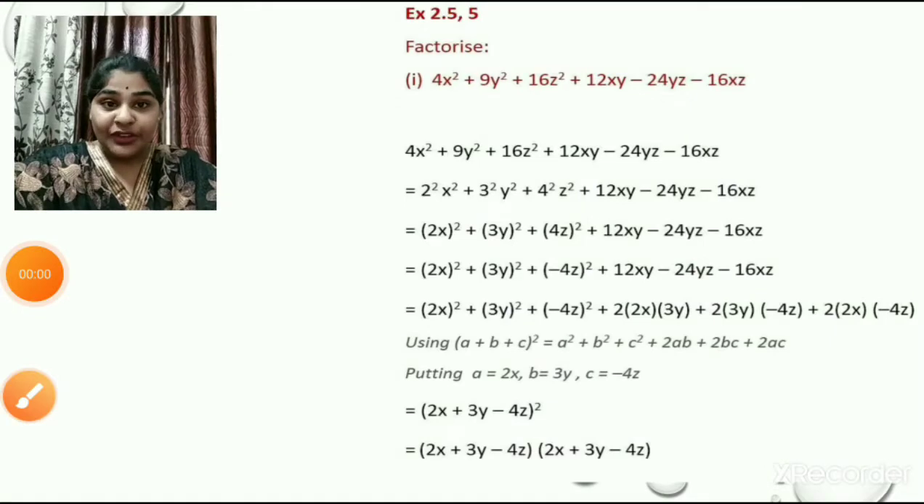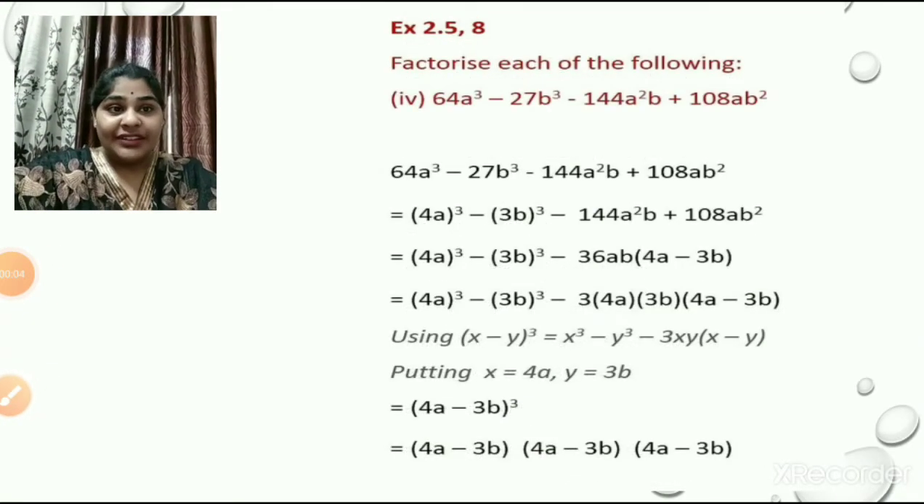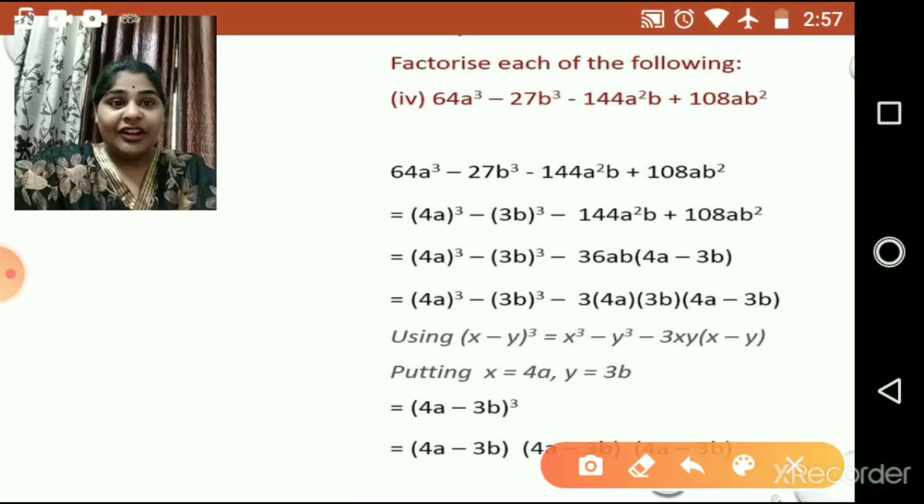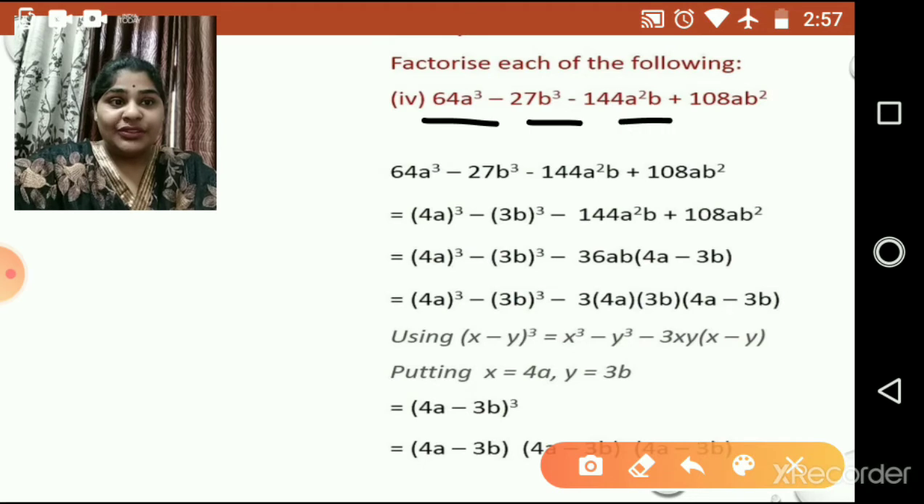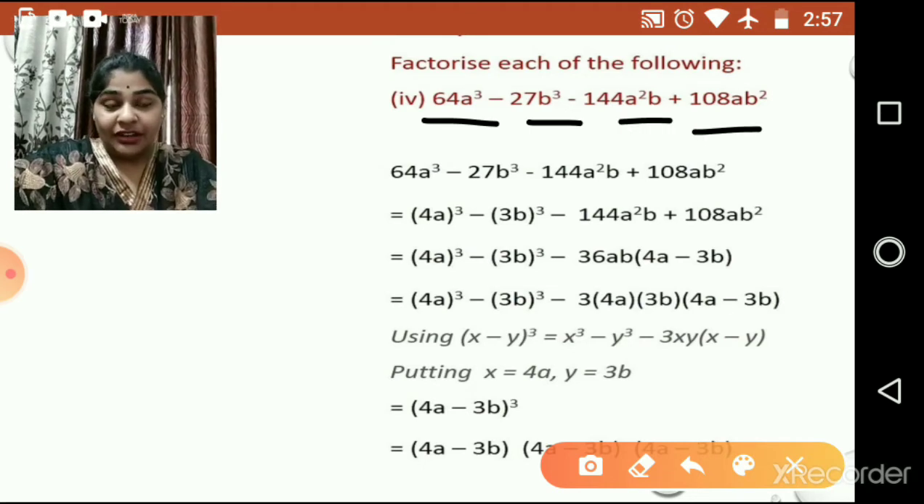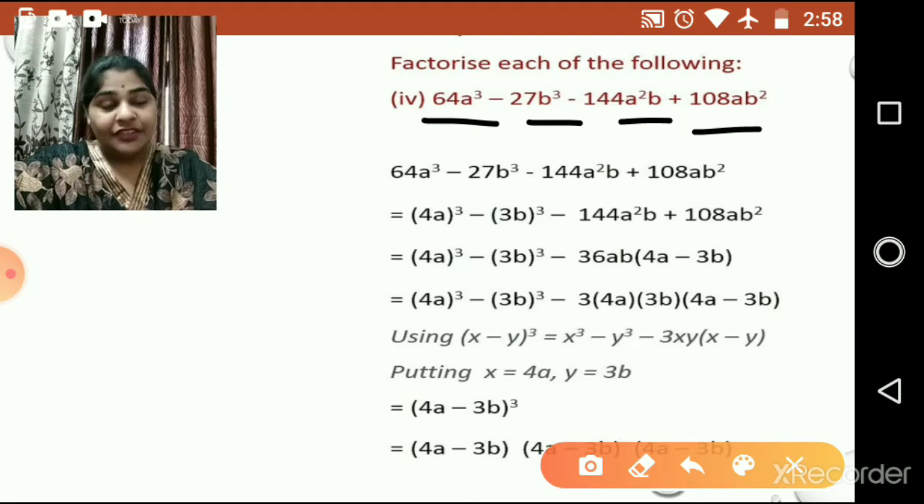Now let us move ahead. So this is the next one again. Factorize each of the following. Now if you see here, children, there are how many terms? 1, 2, 3 and 4. And we have these 4 terms in our identity number 6 and 7, that is (x - y) whole cube or (x + y) whole cube. So we will try to use this identity and factorize the given polynomial.